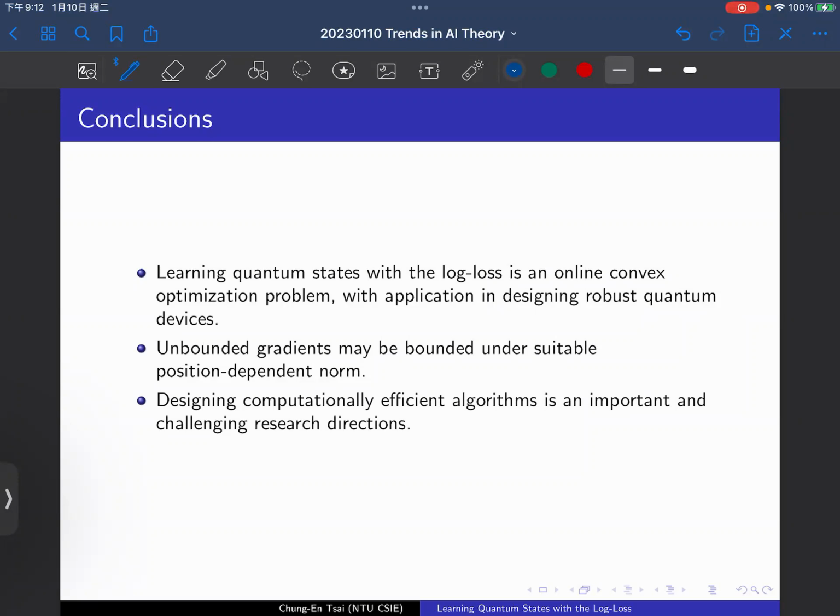And the second conclusion is about the analysis of following the regularized leader. In some problems, the gradient may seem unbounded at first, but it may be bounded under some suitable position-dependent norm. And the third conclusion is that designing computationally efficient algorithms is an important and challenging research direction.